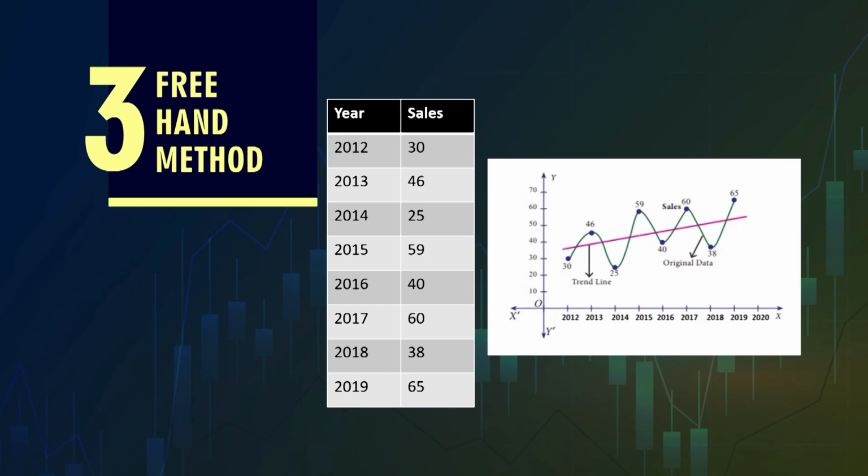And then finally we have made the trend line. So the original data is this, and we have made the trend line, which is drawn by the freehand method and can be extended to predict the future values of the given data. However, the method is subjective in nature.